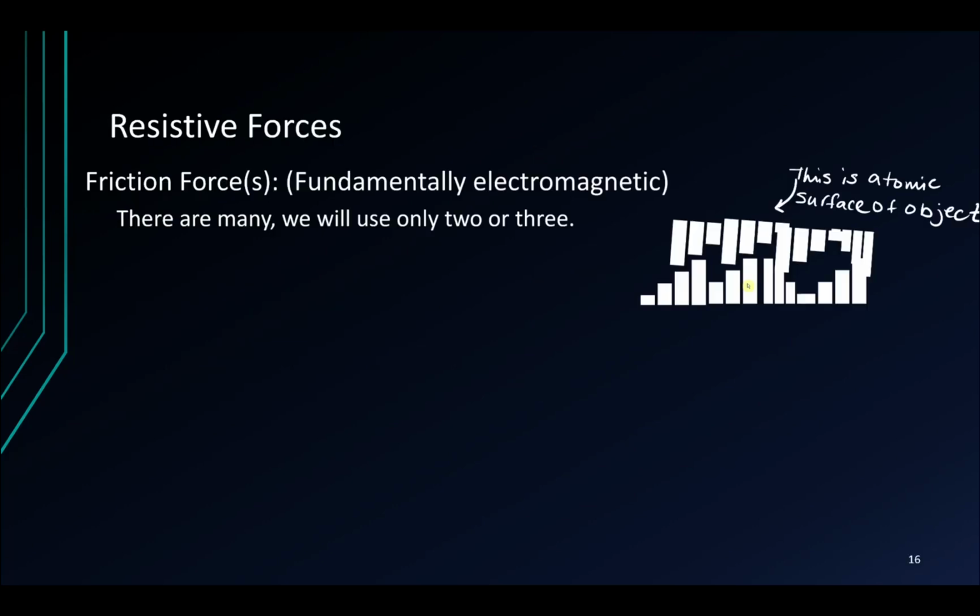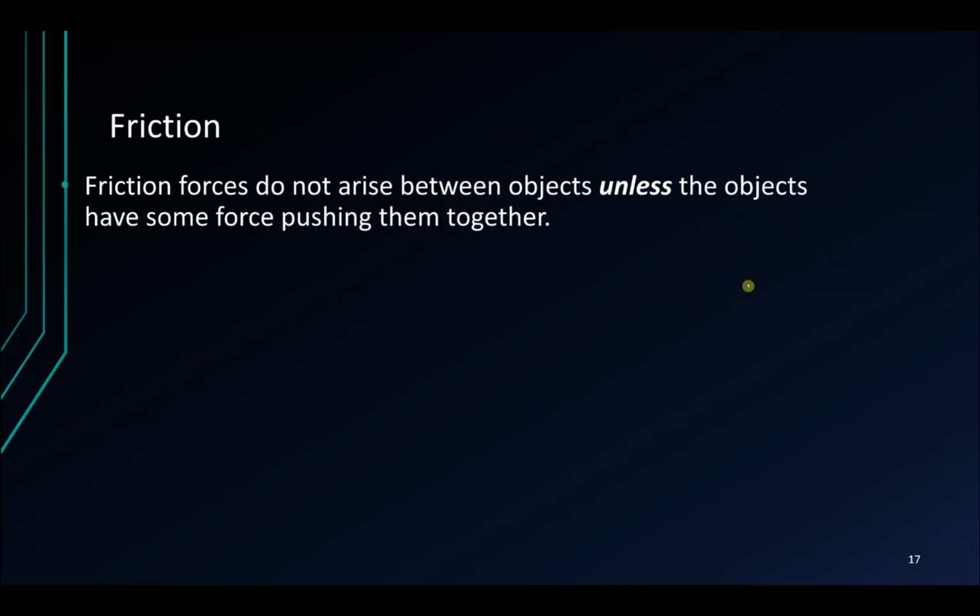The next force is going to be the friction force. And the friction force is kind of like a resistive force. It's resistant to motion. It always points in the opposite direction of the relative motion of the object. So there are a couple of different types of friction forces we're going to talk about too.